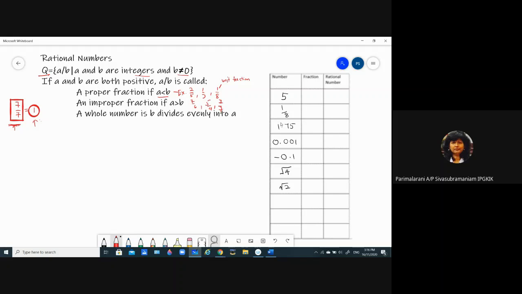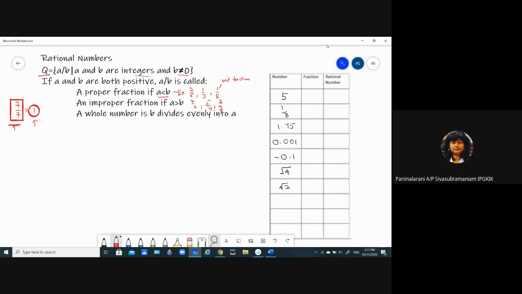So this is what we mean by rational numbers. Whenever we say rational numbers, think of fraction. In other words, any number that can be written in the form of a fraction is a rational number. If you cannot write the number in the form of a fraction, then it is not a rational number. Let's look at this table on my right hand side.